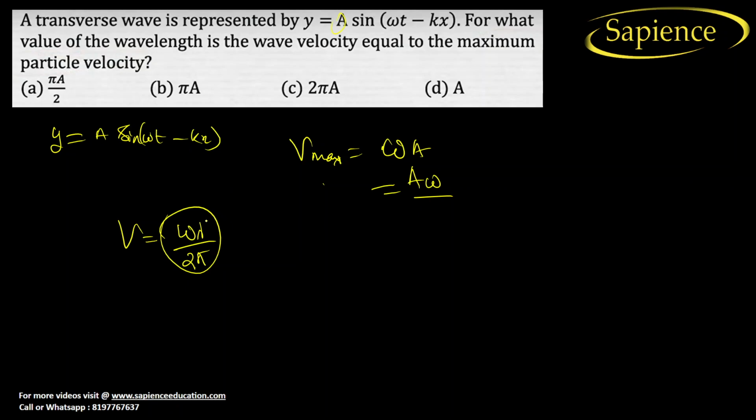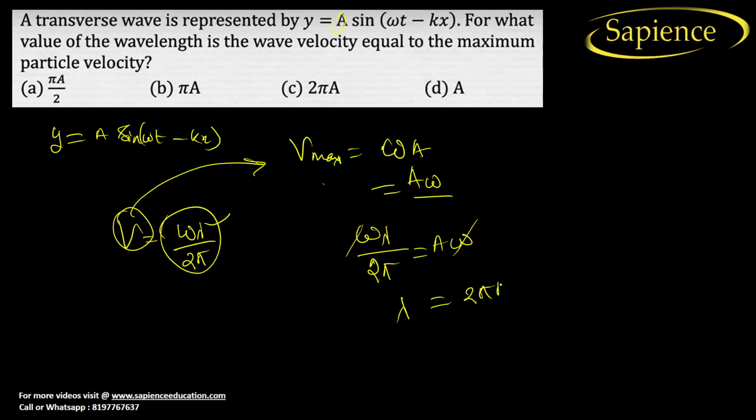They are asking for what value of lambda this velocity will become the maximum particle velocity. So let us equate this. We will get omega lambda by 2 pi is equal to a omega. So omega got cancelled, and lambda is equal to 2 pi a. So finally, our answer is 2 pi a.